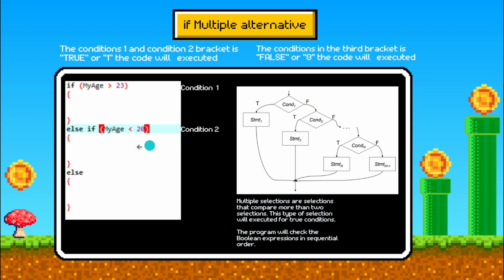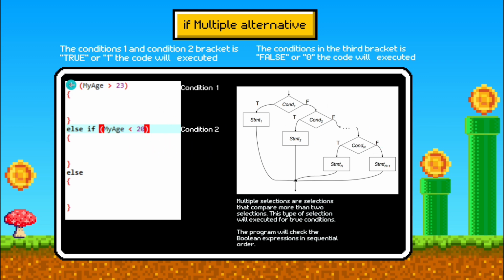So condition 2 is else if my age is smaller than 20. If the condition is true, go to statement 2. If false, you will go to the next condition or else. So this is condition n, meaning unlimited conditions.